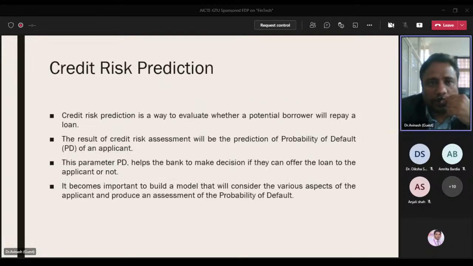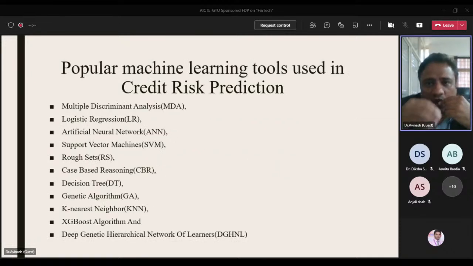obligations. So credit prediction is the way in which we evaluate whether a potential borrower will repay the loan or not. And there is a probability of default parameter, the PD parameter, that we are going to calculate. This parameter PD is going to help the bank decide whether it can offer the loan to the applicant or not. The popular machine learning tools that can be used in this credit risk prediction algorithm are multiple discriminant analysis, logistic regression, ANN, SVM, rough sets.